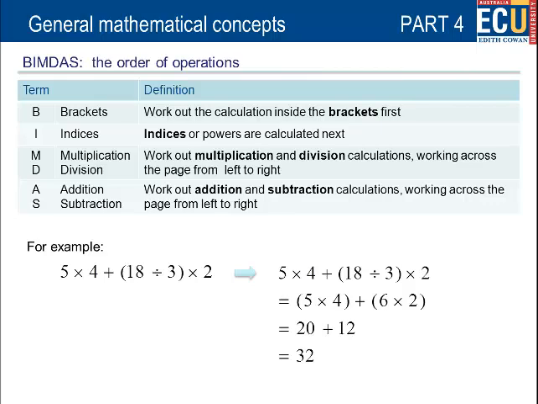So let's have a look at the following example. 5 multiplied by 4 plus, we must do the calculation inside the bracket first, which is 18 divided by 3, and then we multiply by 2. So I'm going to bracket together 5 multiplied by 4, and then I'm going to add. We need to complete the 18 divided by 3, which equals 6, and then we'll multiply this by 2. I've placed that in brackets so I know that I complete these calculations together. So for the next step, 5 multiplied by 4 is 20, plus 6 multiplied by 2 is 12. So we finish with 20 plus 12 equals 32.